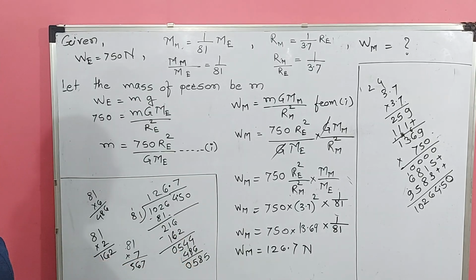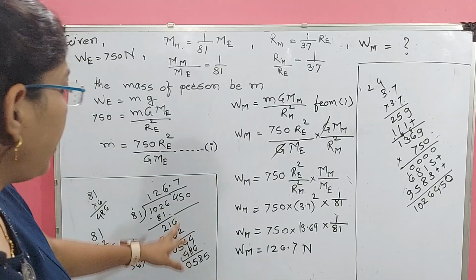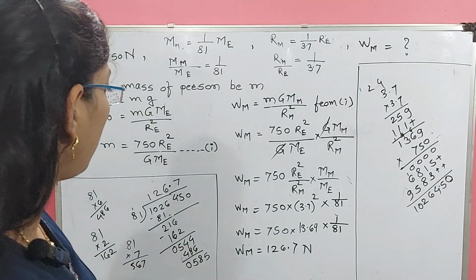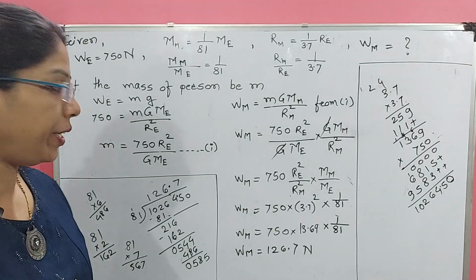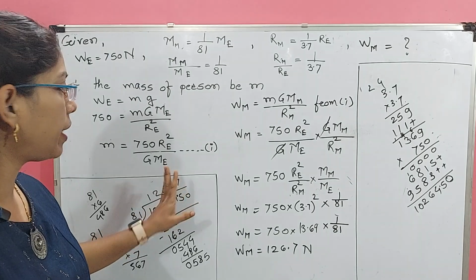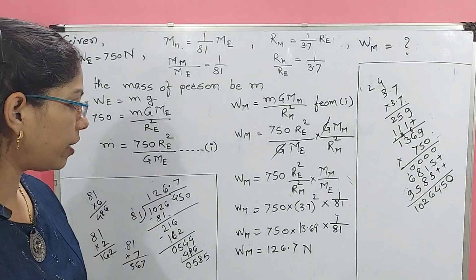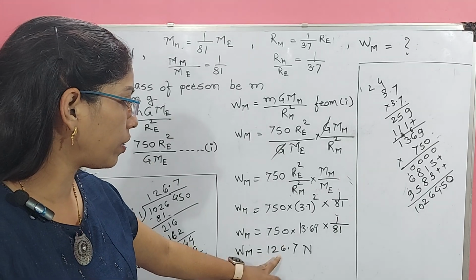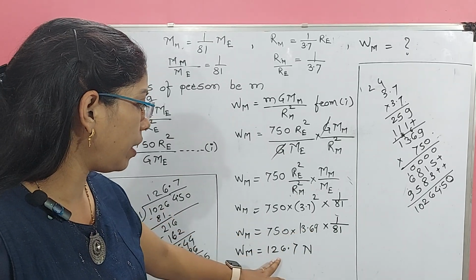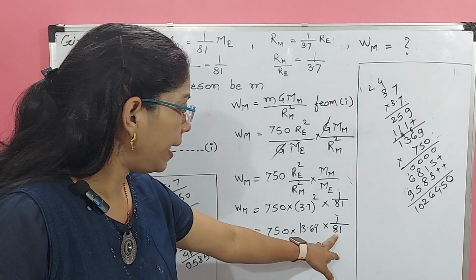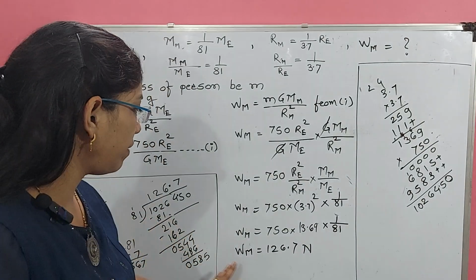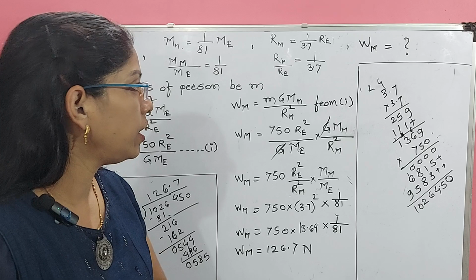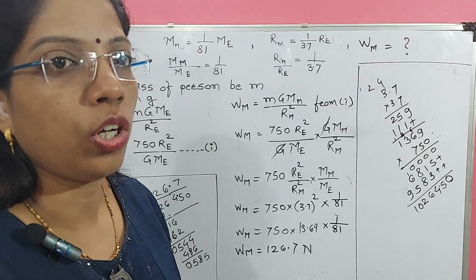Finally we can calculate the answer. Point as it is, and after the point one digit is enough. Therefore the repeated 7 can be made an 8. So the weight of the person on moon is equal to, after dividing by 81, 126.7 Newton.